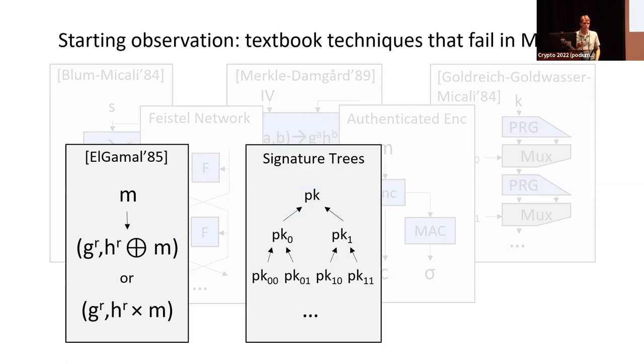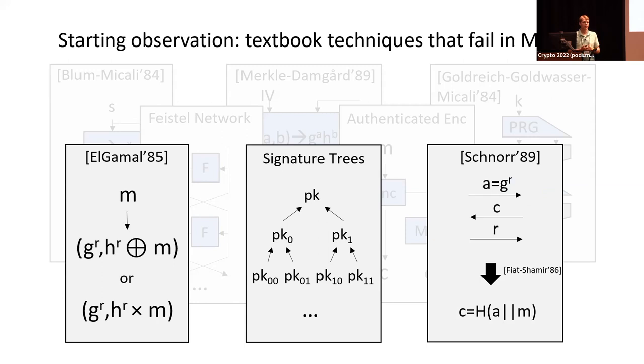What about signature trees? This is the usual way you would build signatures from symmetric key crypto. Here we have this tree of public keys that are each signing the public keys of their children in a group-based one-time signature scheme that you might use to instantiate this tree. Your messages are going to be bits. If we think about how Lamport signatures work, your messages are bits and you're signing bit by bit. But your public keys are going to be group elements. So somehow you need to take the public key that's a group element, interpret it as bits in order to sign that public key with the public key of the parent. So again, this doesn't work.